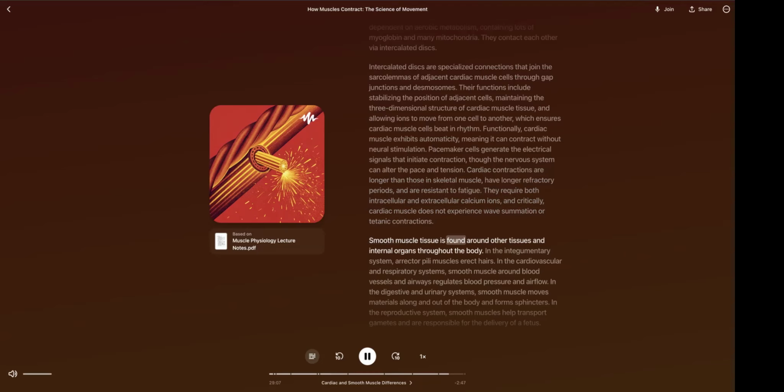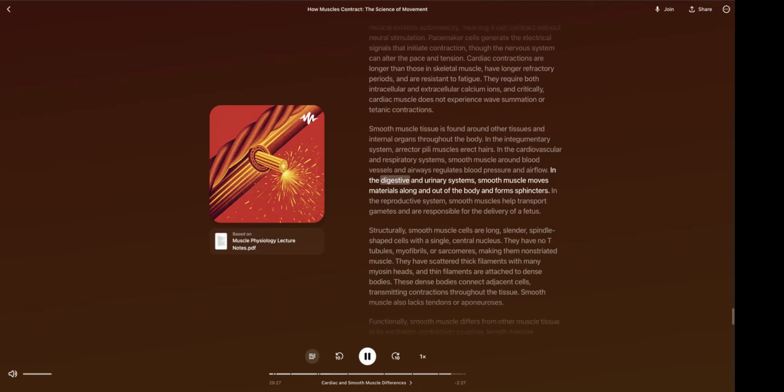Smooth muscle tissue is found around other tissues and internal organs throughout the body. In the integumentary system, erector pili muscles erect hairs. In the cardiovascular and respiratory systems, smooth muscle around blood vessels and airways regulates blood pressure and airflow. In the digestive and urinary systems, smooth muscle moves materials along and out of the body and forms sphincters. In the reproductive system, smooth muscle helps transport gametes and is responsible for the delivery of a fetus.